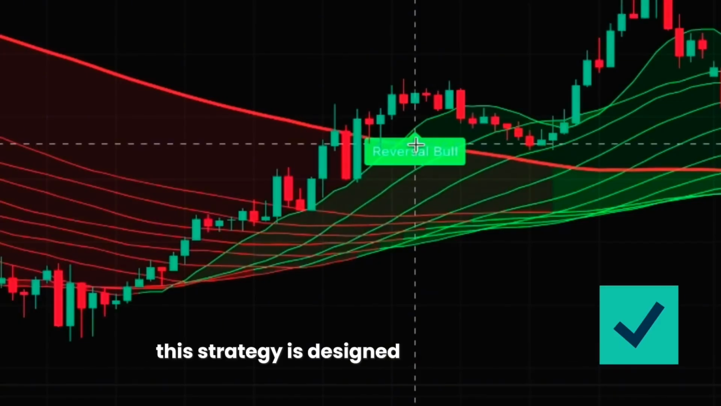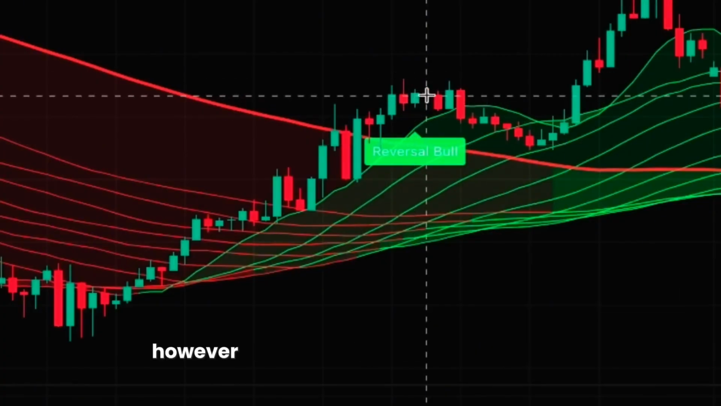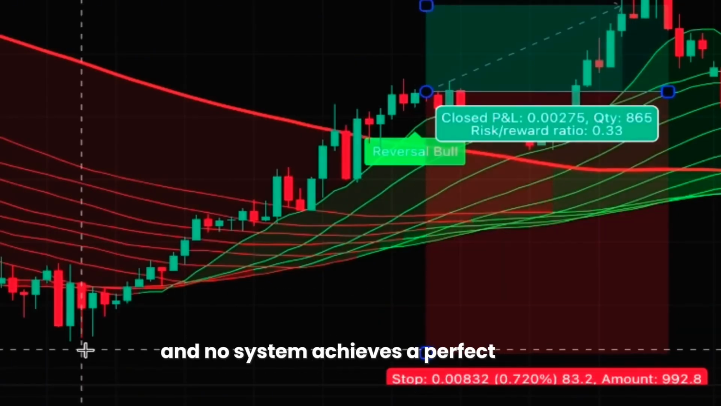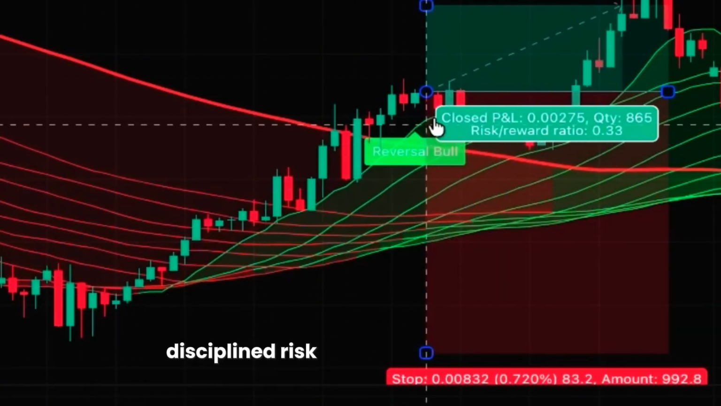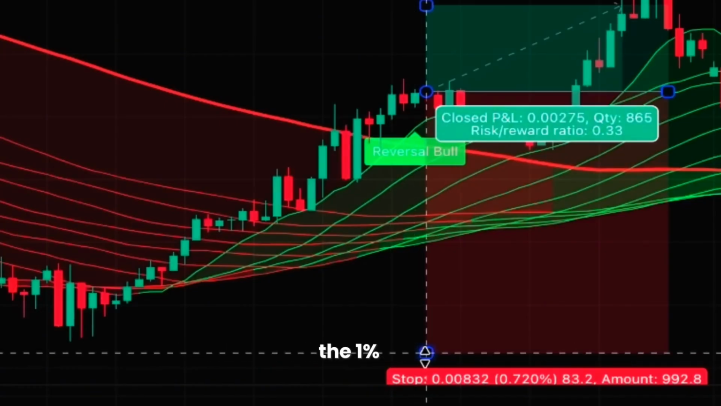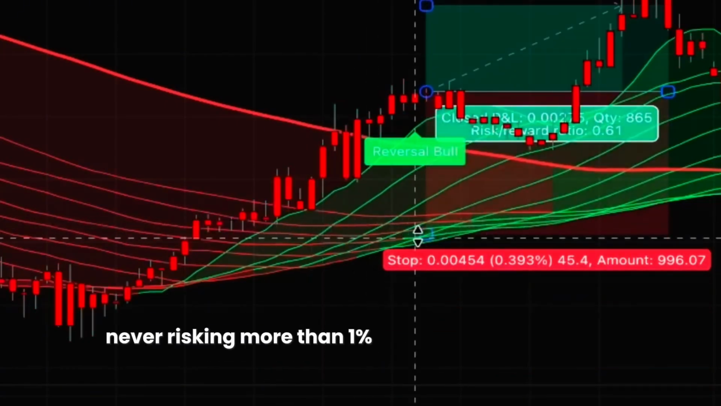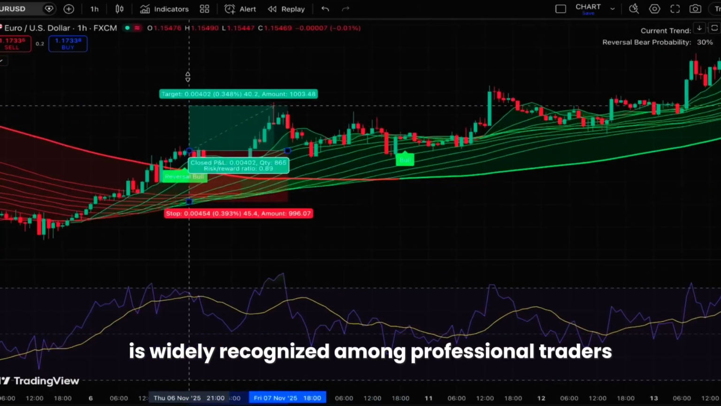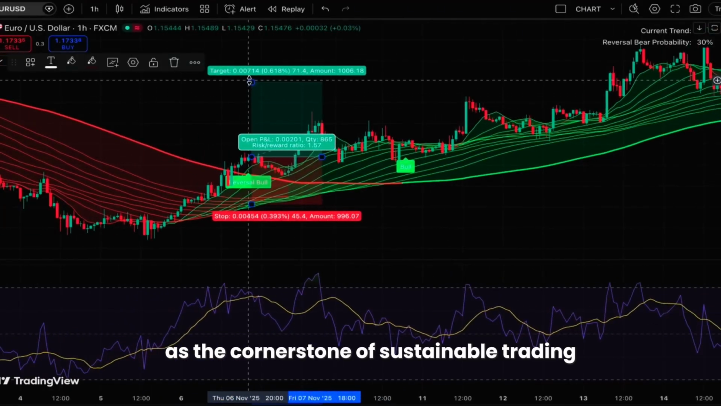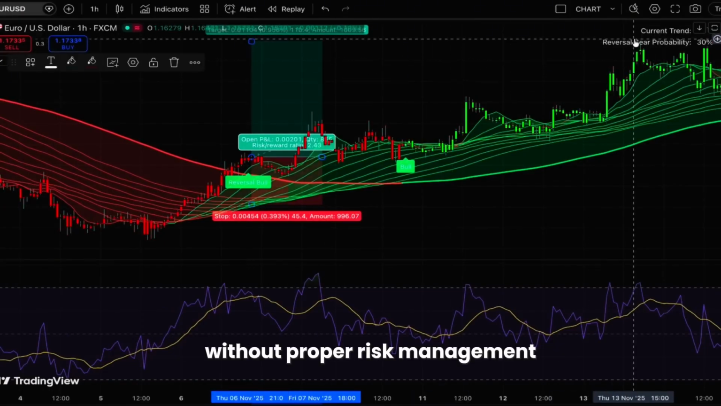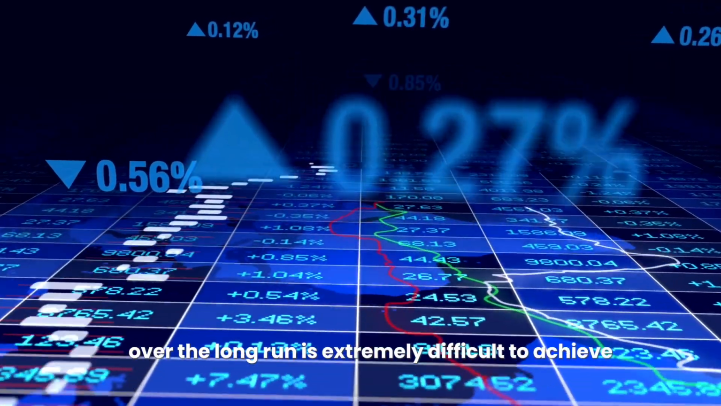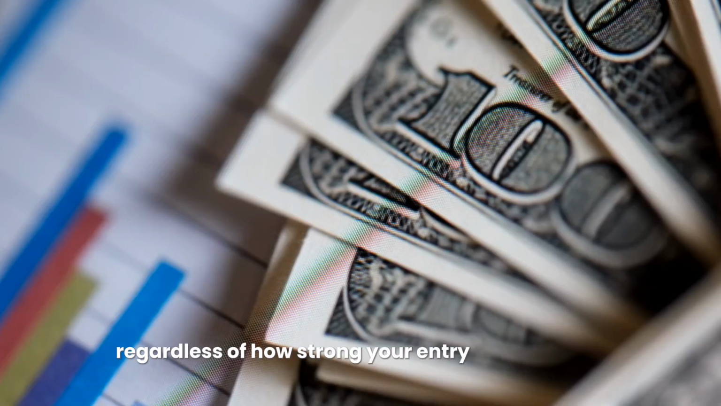This strategy is designed to provide low-risk, high-probability trading setups. However, no strategy eliminates risk entirely, and no system achieves a perfect win rate. Disciplined risk management is essential. The 1% rule, never risking more than 1% of your capital on a single trade, is widely recognized among professional traders as the cornerstone of sustainable trading. Without proper risk management, consistent profitability over the long run is extremely difficult to achieve, regardless of how strong your entry signals may be.